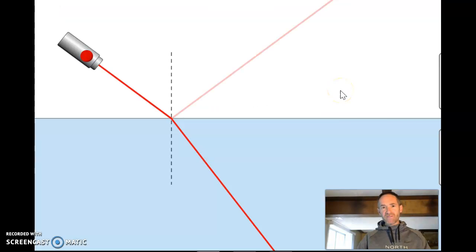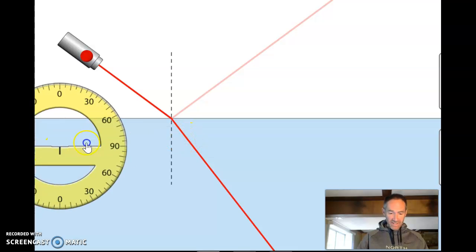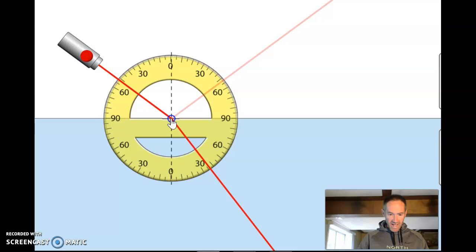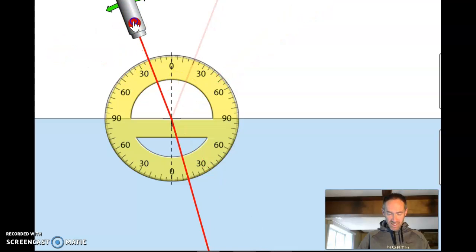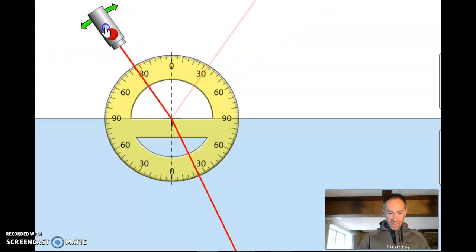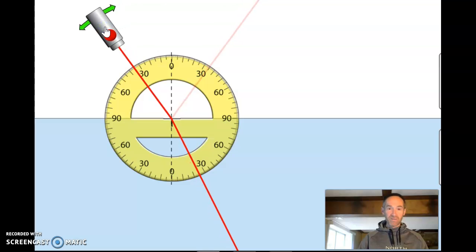Now here's a simulator that I've used a few times in the past. It's from our friends over at University of Colorado, PhET. It shows a laser beam coming down from air into water, reflecting, and some of it transmitting into the water and refracting. With the normal on there, you can see the angle of incidence and the angle of reflection. Those two are going to be the same. If I change the angle of incidence by 5 degrees, that changes the angle of reflection by 5 degrees. They're always going to be the same.